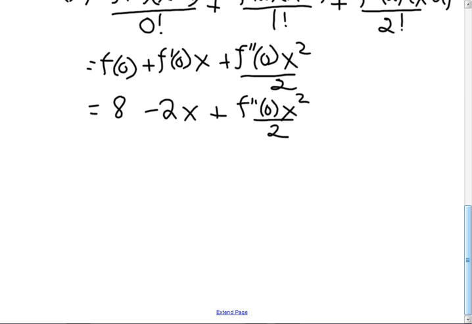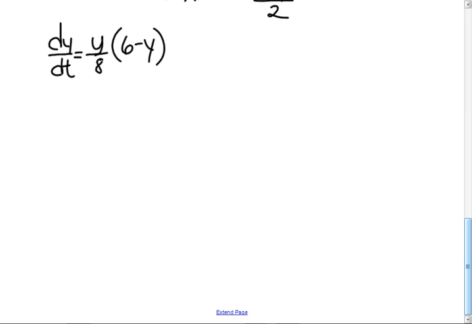Okay, so I got to find the second derivative. dy/dt is equal to y over 8 times 6 minus y. Guess what you have to do? You have to find the second derivative. Now, I thought it would be easier to distribute that. For some reason, it was easier with the product rule. Don't ask me why. I got it right with the product rule, and I got it wrong when I multiplied it out. So it's y over 8 times the derivative of this. What's the derivative of 6 minus y? Negative 1 times dy/dt. Don't forget the chain rule.